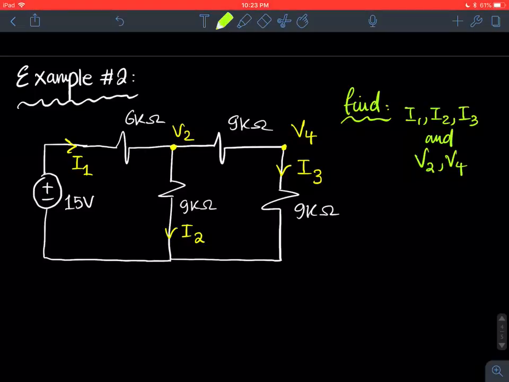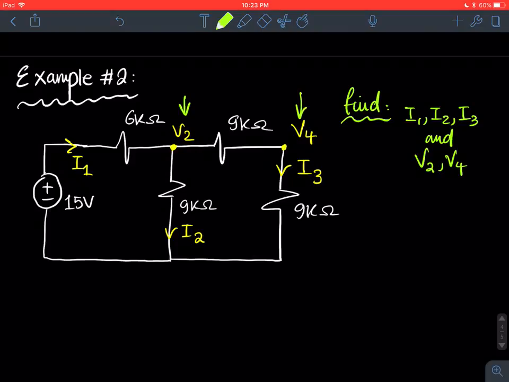This is the second example that we're going to do right now, and I already drew my circuit. I have my resistors, I have my I1, I2, I3, and I have these nodal voltages, which basically means it's just the voltage at a node.